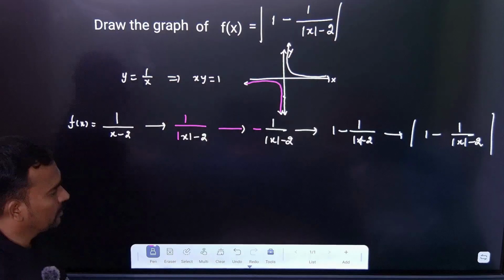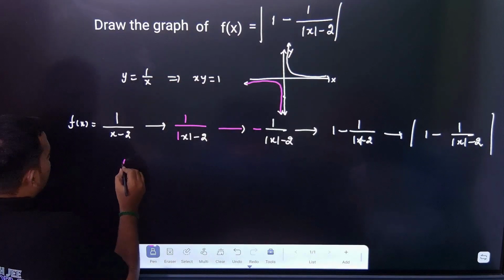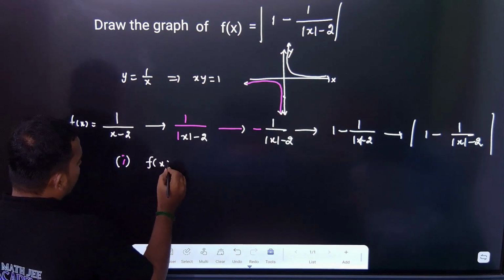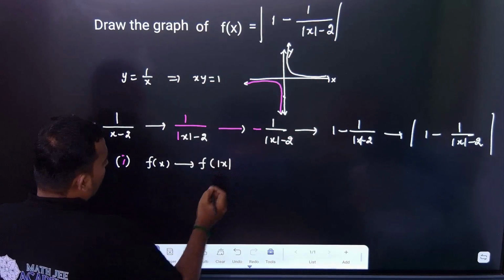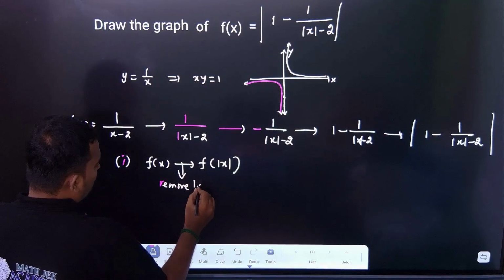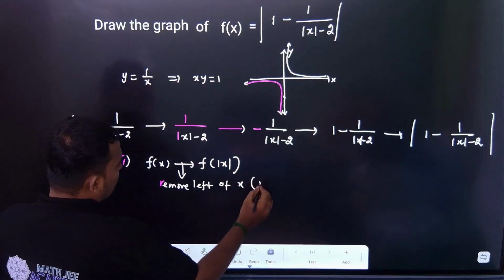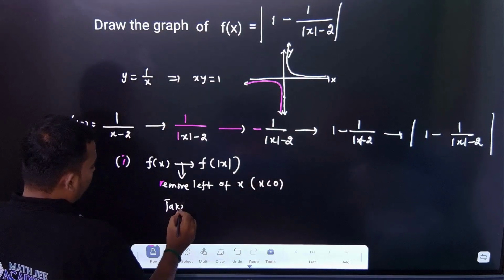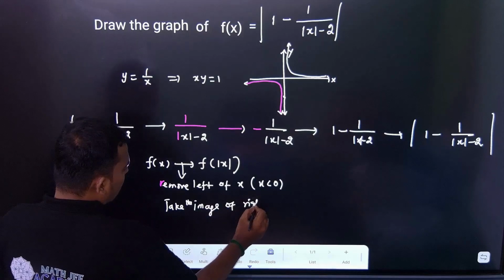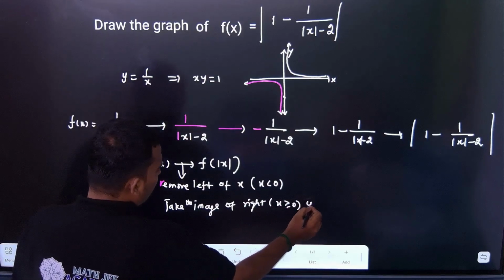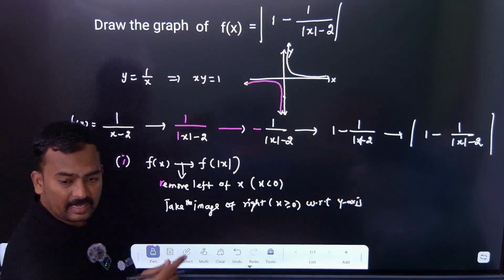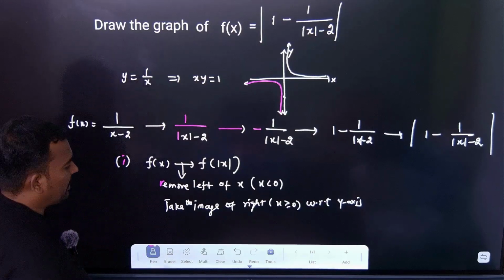This is the graph. You can see, first observation, what are the things you need to remember? Suppose f of x changes to f of mod x. What is the procedure? You just remove the left of x, that means x less than 0. Take the image of the right side, that means x greater than 0, with respect to the y-axis. That means you keep the right side as it is and take the image of that with respect to the y-axis.